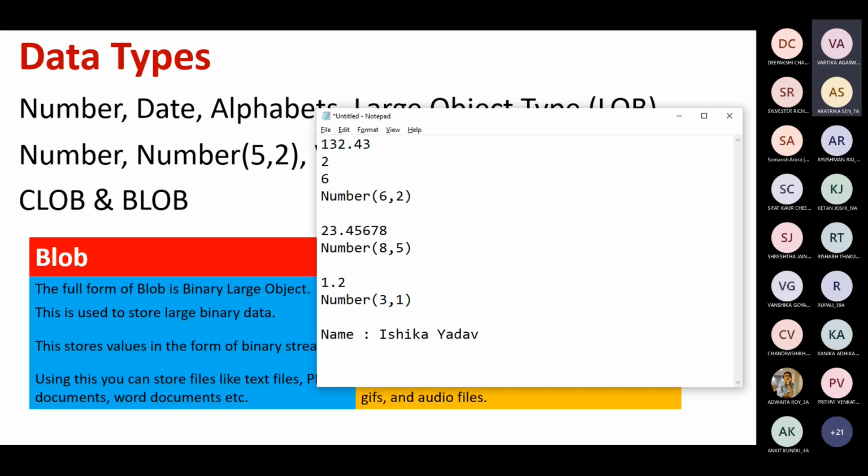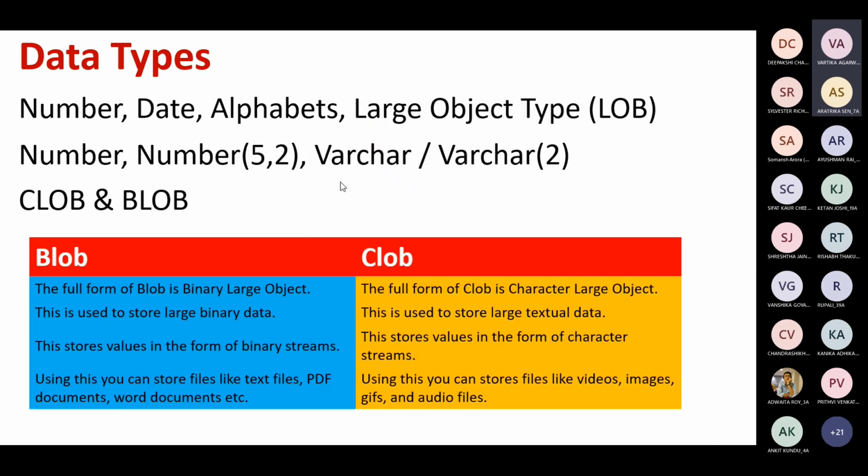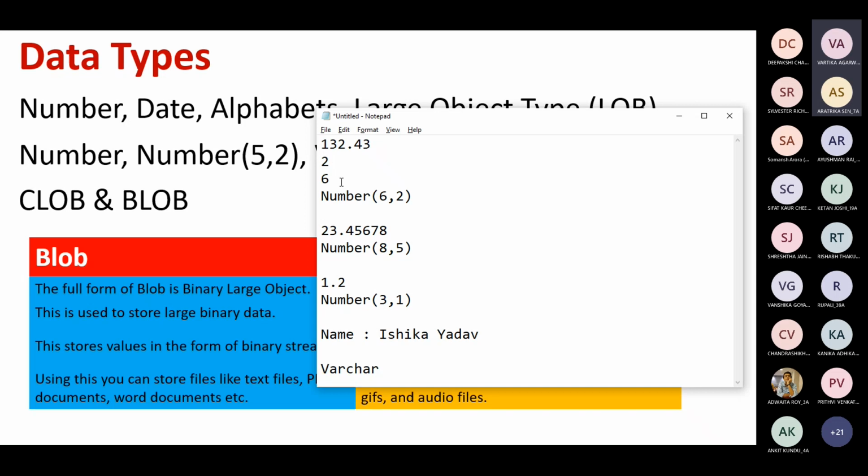Okay. Here it would be represented as either varchar or varchar2. I am going to tell you what is the difference between varchar and varchar2. Varchar, again, is the number of digits you can say. Number of alphabets it's having.